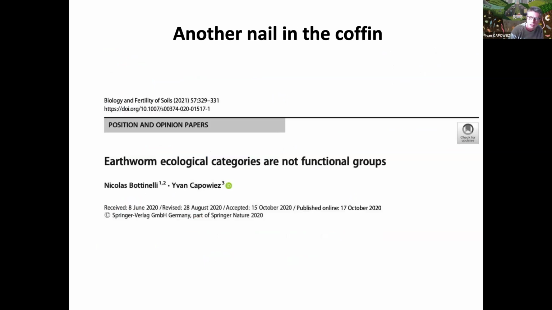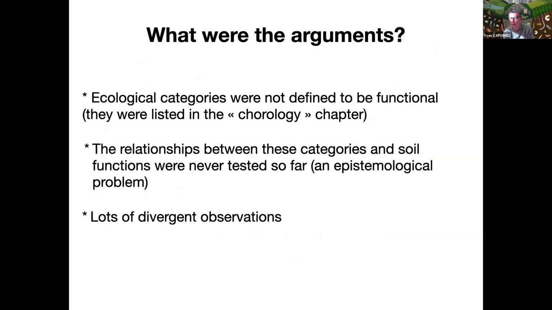And then, as a second step, we decided to write an opinion paper to really claim that the ecological categories of Marcel Boucher are not functional groups. And what are the arguments for that? The first argument is quite simple. Ecological categories were not defined to be functional.